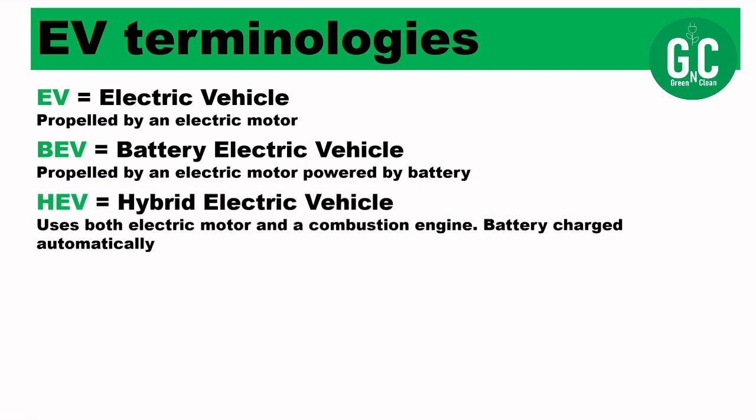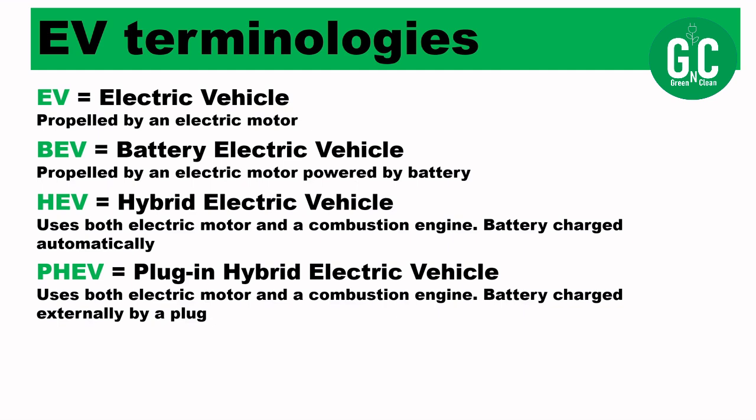Next is HEVs or hybrid electric vehicles. Hybrid electric vehicles have both an electric motor and a combustion engine, and the battery of such vehicles gets charged automatically. They primarily run in internal combustion engine mode with some switches happening to electric motor, and all of that happens seamlessly. Next type is PHEV, plug-in hybrid electric vehicle. This uses both an electric motor and a combustion engine, but the battery is charged externally by a plug.